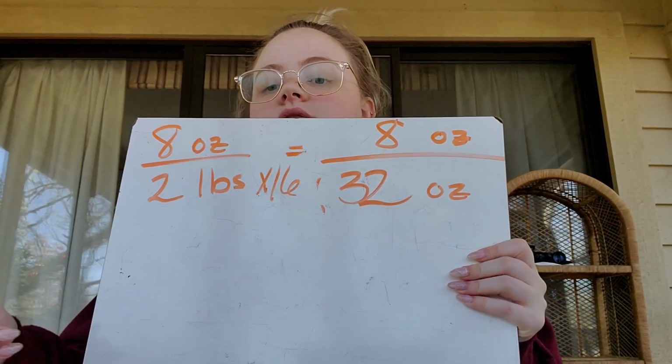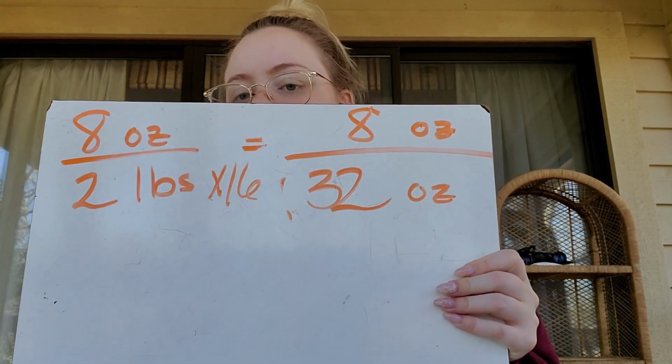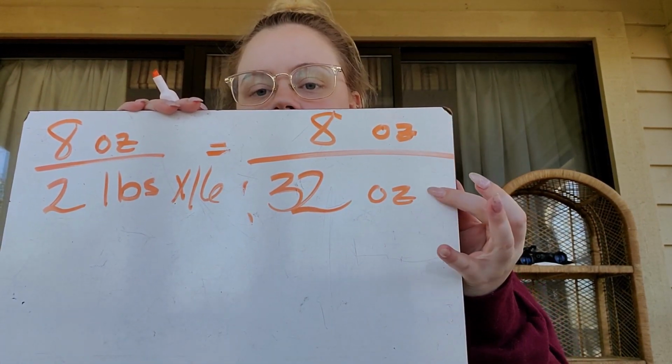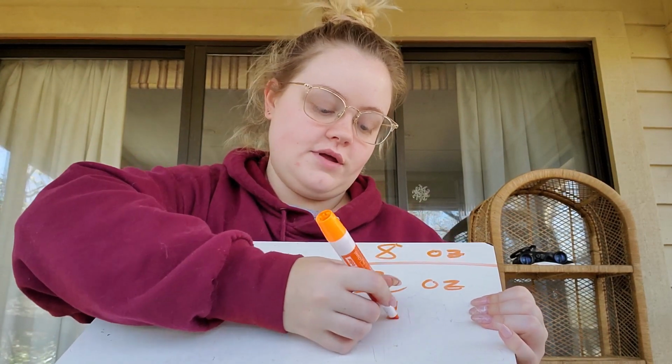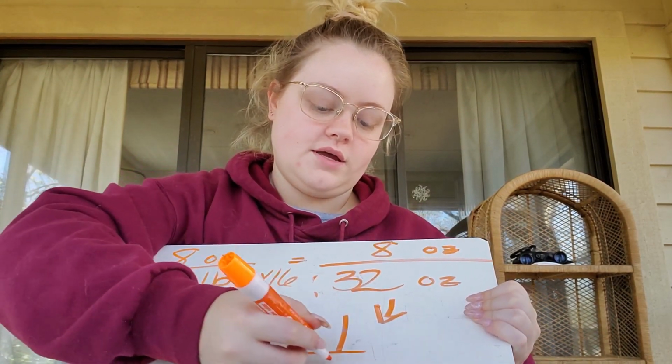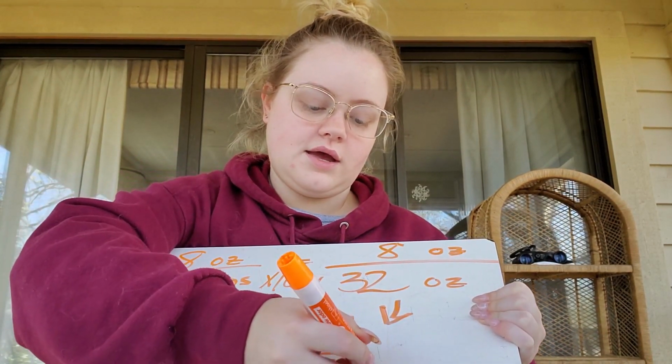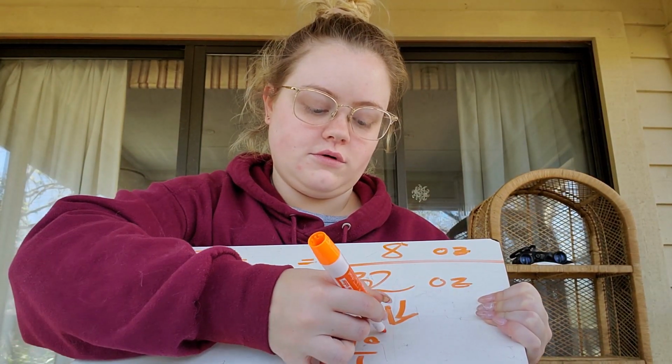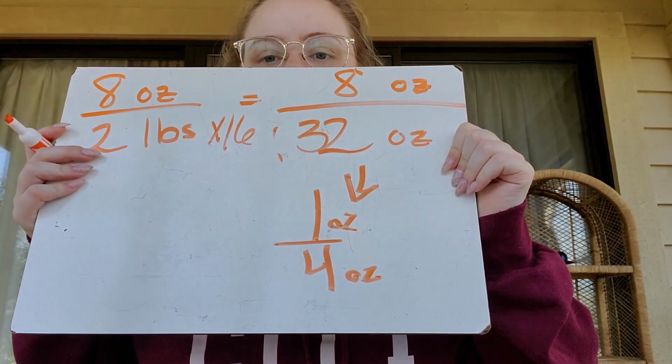So I have 8 ounces over 32 ounces. Because they're in the same units, I need to simplify. So when I simplify, I'm going to get 1 ounce over 4 ounces. Okay? And that is conversion.